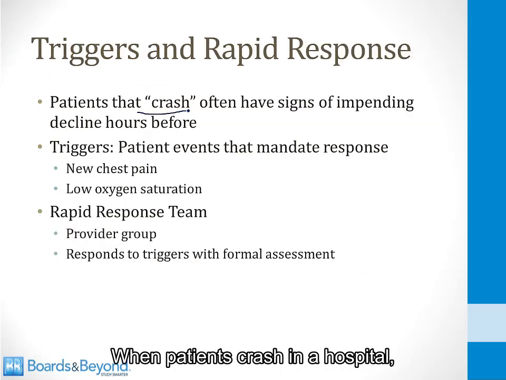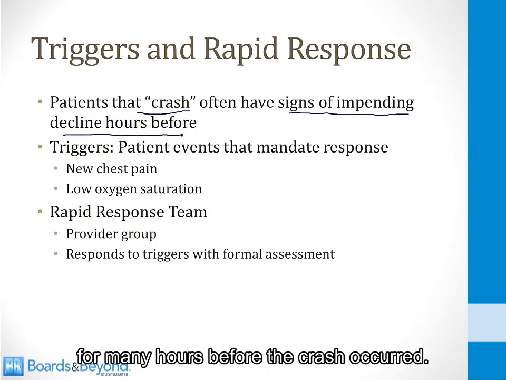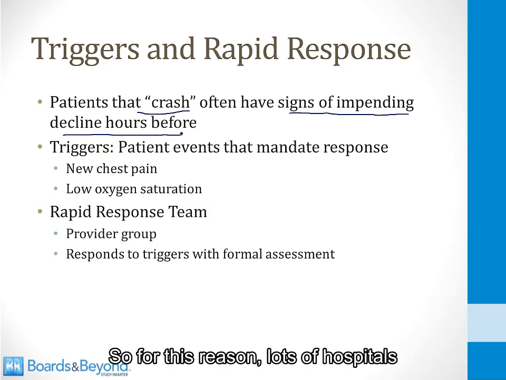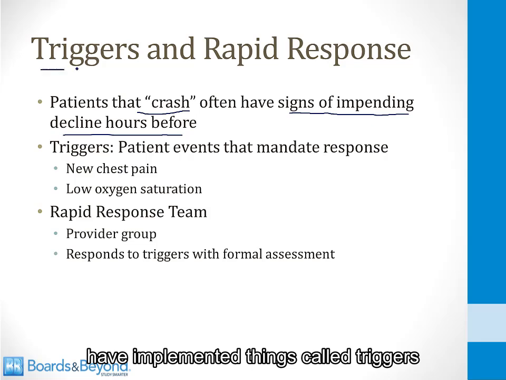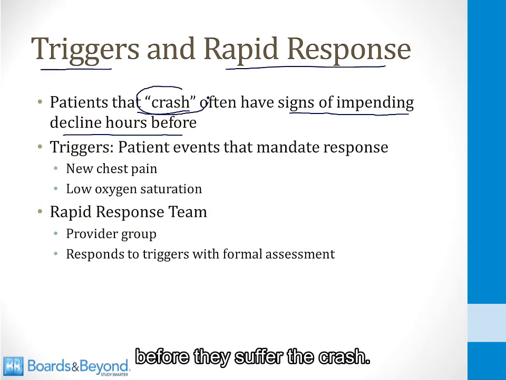When patients crash in a hospital, meaning they become unresponsive or they have a cardiac arrest, it turns out that those things usually don't occur out of the blue. There are often signs of the patient's impending decline for many hours before the crash occurred. So for this reason, lots of hospitals have implemented things called triggers and rapid response teams to try and get to patients before they suffer the crash.